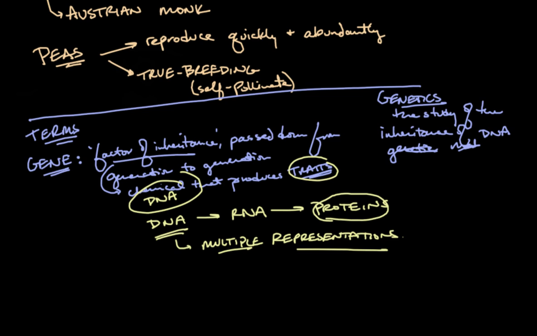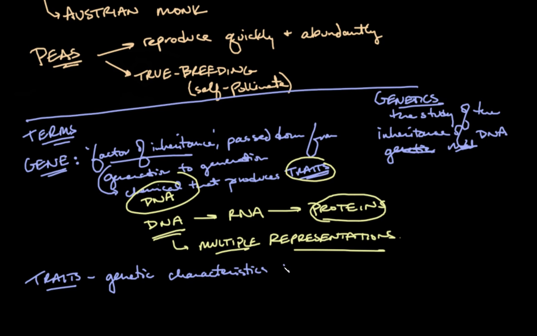Alright, so we've got genes. Let's talk a little bit about traits and what traits are. So traits are genetic characteristics, not preferences, genetic characteristics that change between individuals. Okay? So you might have studied some kind of silly ones in middle school, like your widow's peak, your ability to roll your tongue, whether you have detached or attached earlobes. That's all good and well.